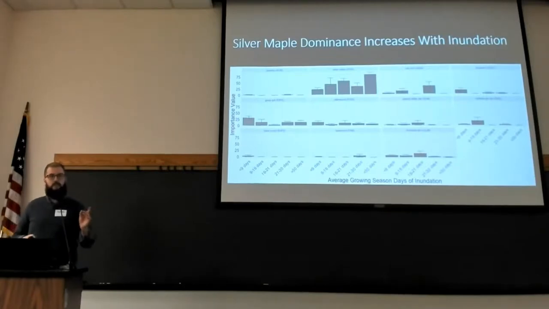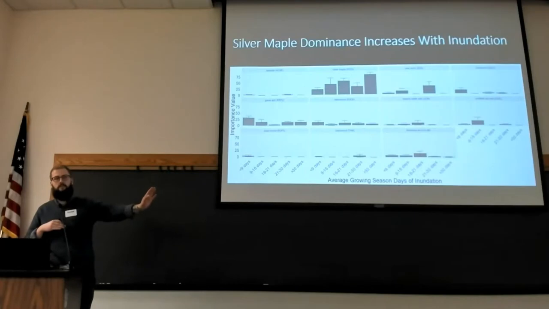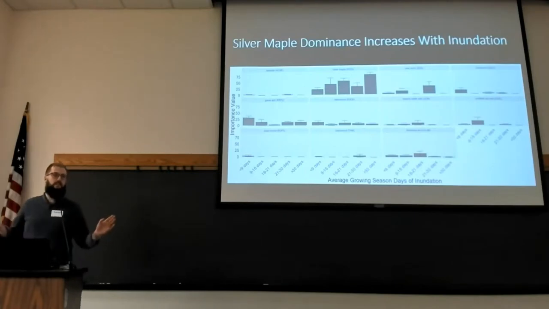One thing to note about this is these aren't all one event. This can sometimes be multiple events. So if you get to the 30-day class all the way on the right, that could be 10 3-day floods, 3 10-day floods, or 1 30-day flood.